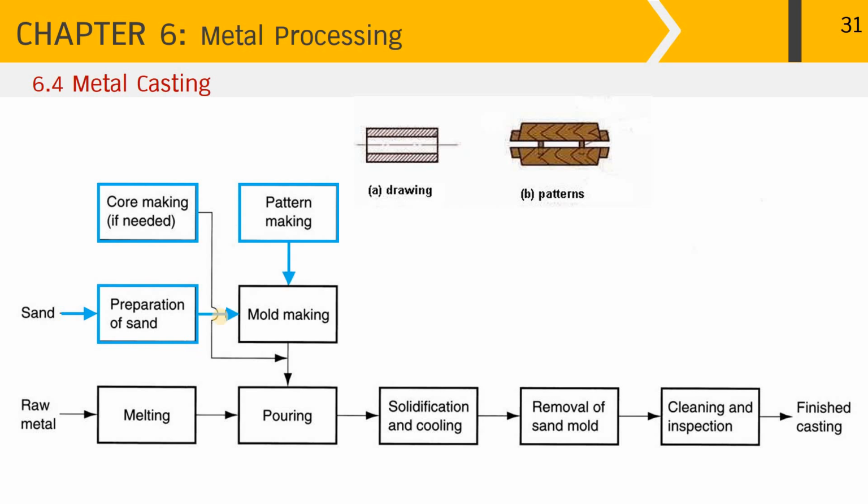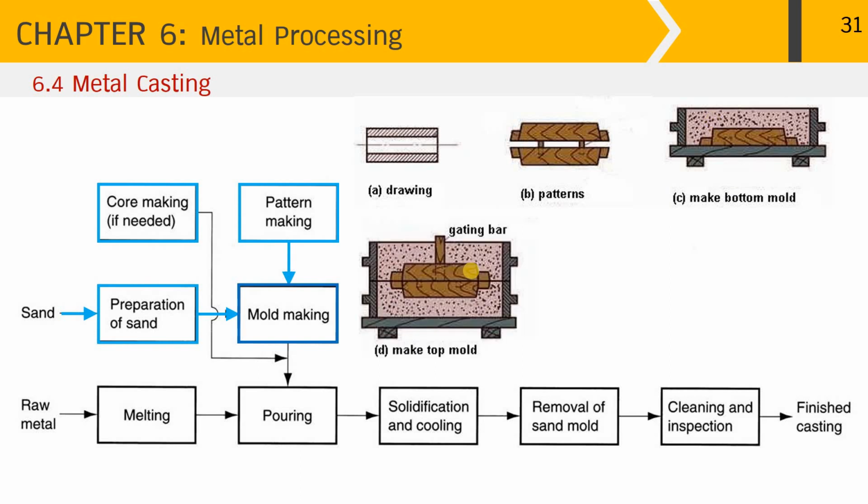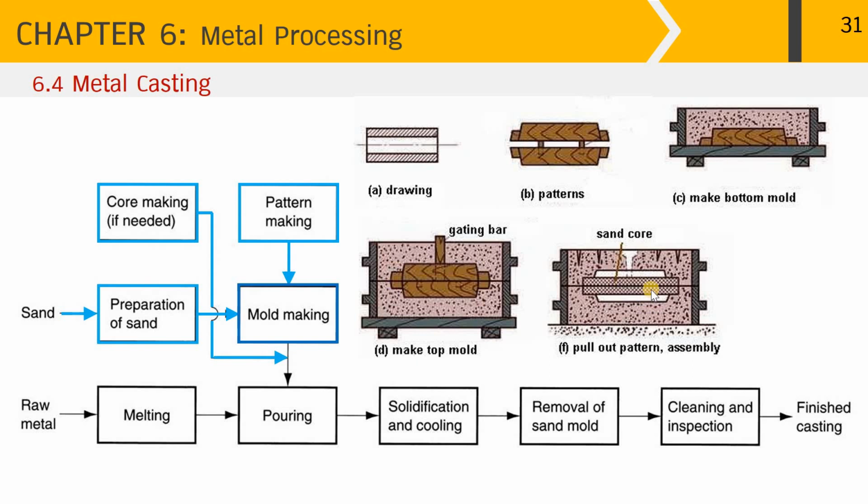When the pattern and the molding sand are ready, we go into the next step of mold making. For the two half molds, we make the bottom mold first by placing half of the pattern facing down and filling it up with the molding sand. Then we do the same thing to make the top mold and put them together. After that, take the pattern out and put in the sand core that has been previously prepared. Once the sand mold is ready, the raw metal that has been melted in the furnace is poured into the mold cavity.